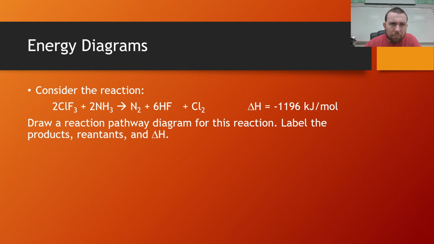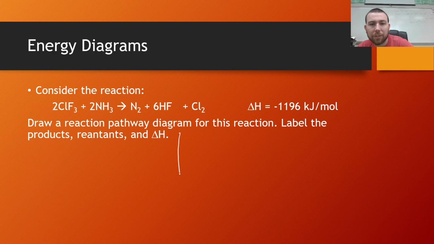All right. And so here, they want you to consider the following reaction. You've got 2ClF3 plus 2NH3 produces N2 plus 6HF plus Cl2, and it's got a delta H of negative 1,196 kilojoules per mole. It says draw a reaction pathway diagram for this reaction and label the products, reactants, and delta H. So for this, they want you to just be very general. They didn't give you enough information to plot specific energy.